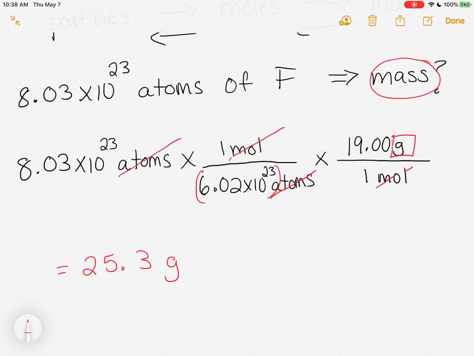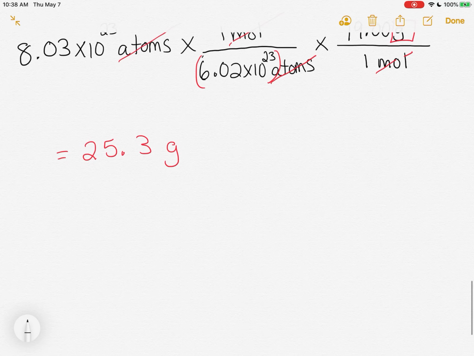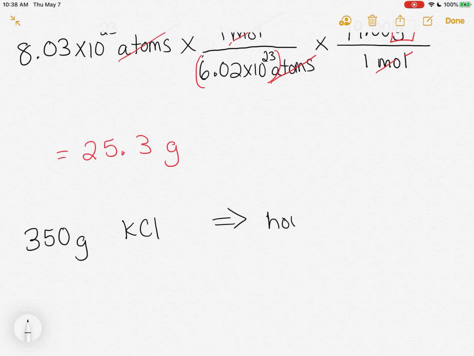All right, let's try another one. Only this time, let's start with mass, and let's try and figure out how many atoms. So here I have 350 grams. And let's use a compound in this case. So I have 350 grams of, say, potassium chloride. And I want to know how many molecules that is. Okay, so I know the mass of my potassium chloride, and I want to know how many molecules.